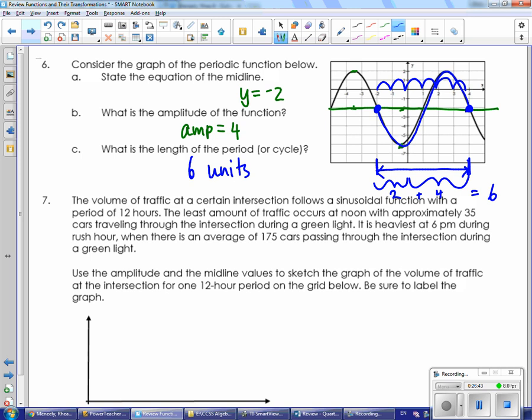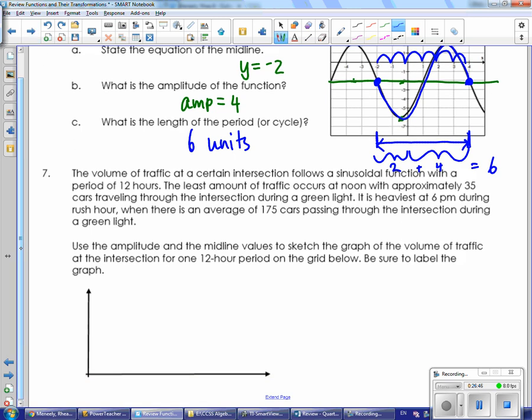All right, in number 7, this is one of your modeling problems. This is where we're taking our periodic functions and relating them to some real-life situation. It says the volume of traffic at a certain intersection follows a sinusoidal function with a period of 12 hours. So if I'm dealing with a period of 12 hours, I know I'm going to go from 0 to 12. It says the least amount of traffic occurs at noon with approximately 35 cars traveling through the intersection. So that tells me this 35, if it's the least amount of cars, is going to be my minimum y value.